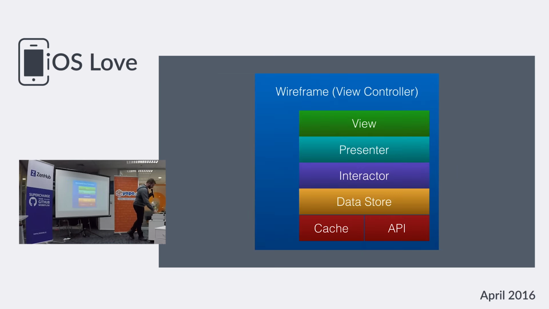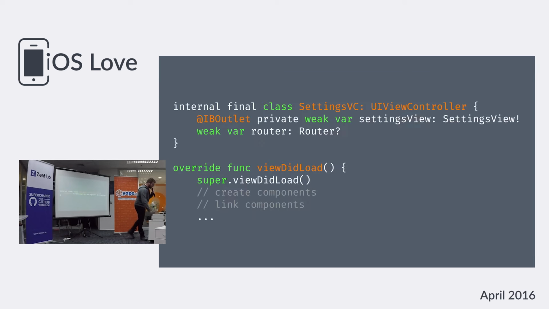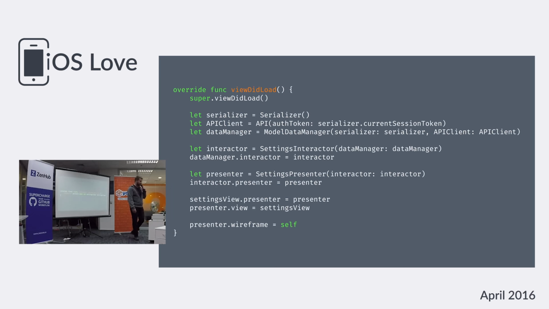You may have noticed I had view controller up there. It's because our view controller already knows about the view and has to create it. It's coupled with storyboards and xibs. I thought I may as well make that into the wireframe, so give it a router. It handles creating and linking components and hooking them up, and that looks like this. It's not pretty, but it worked for a while.